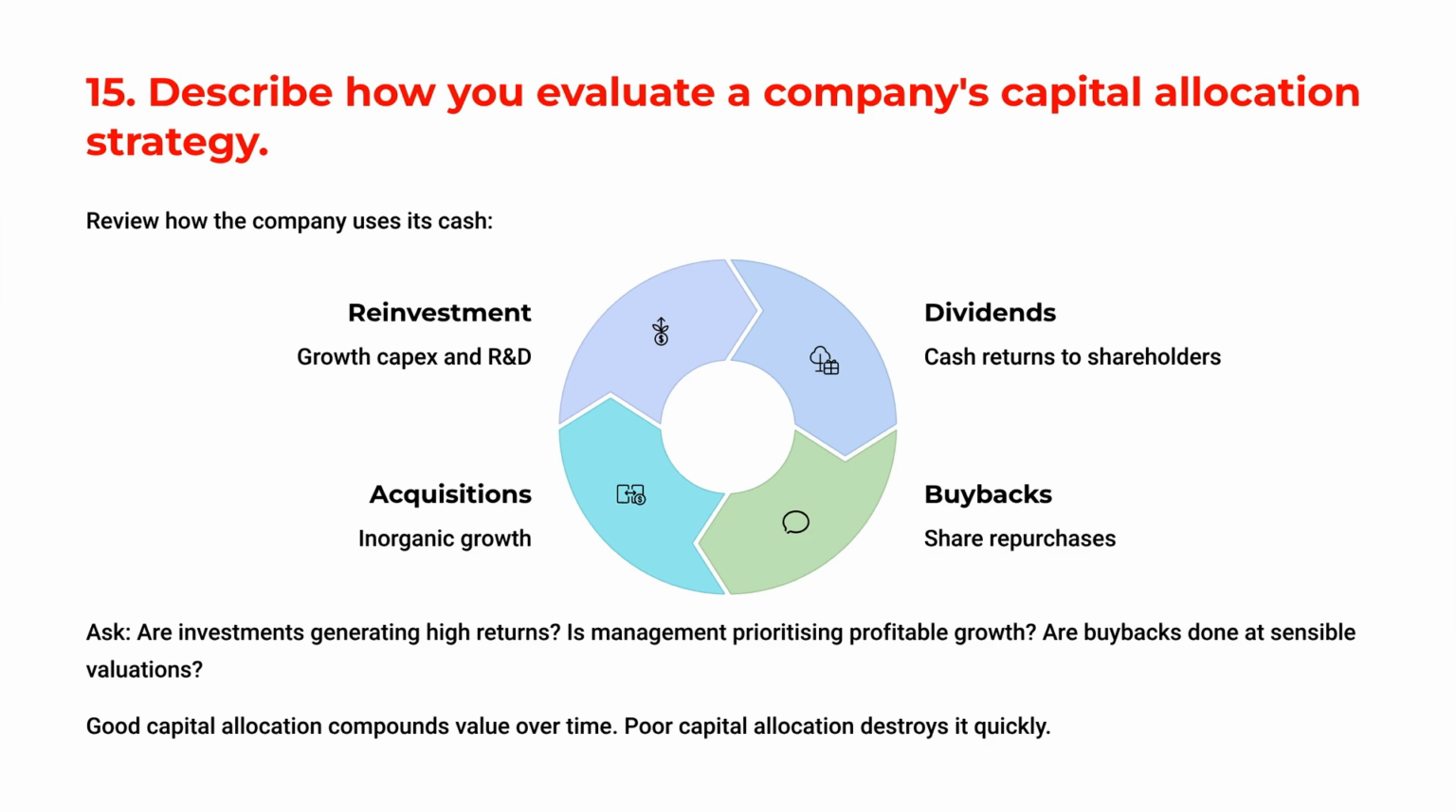Describe how you evaluate a company's capital allocation strategy. You review how the company uses its cash, reinvestment, dividends, buybacks, or acquisitions. You ask, are investments generating high returns? Is management prioritizing profitable growth? Are buybacks done at sensible valuations? Good capital allocation compounds value over time. Poor capital allocation destroys it quickly.